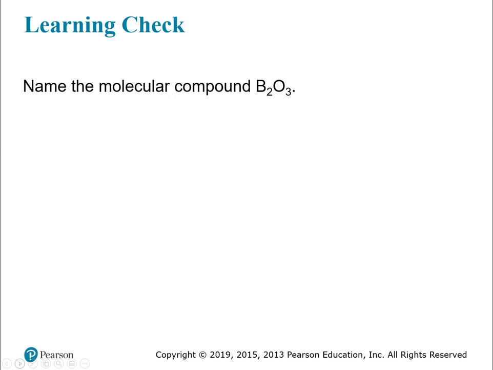Let's do another one. Pause it here and give it a try yourself, and then join me and see how you did. Now we have a subscript for the first and second elements. We need to use a prefix to describe how many of these boron atoms we have. For two, we use di. Then you still write the whole element name, diboron. Next, we use a prefix to describe the three. That's tri, followed by oxide. The ox is from the oxygen, and then the IDE is added after that first syllable.